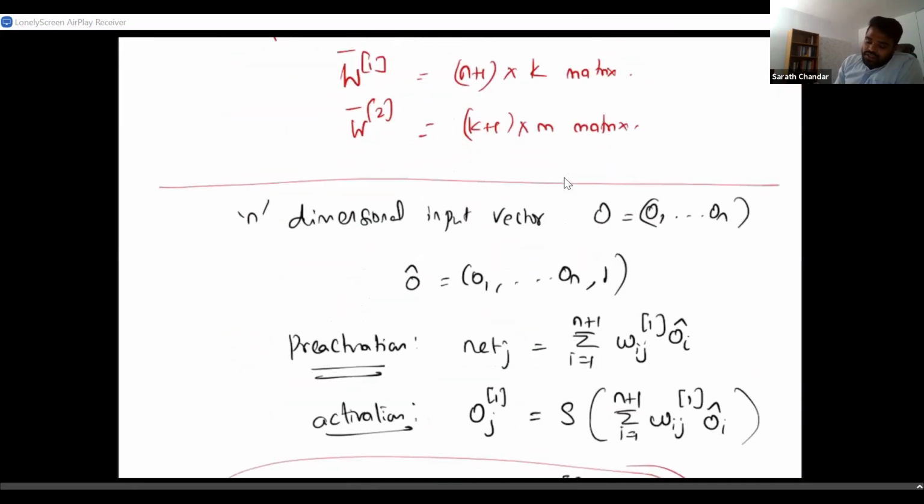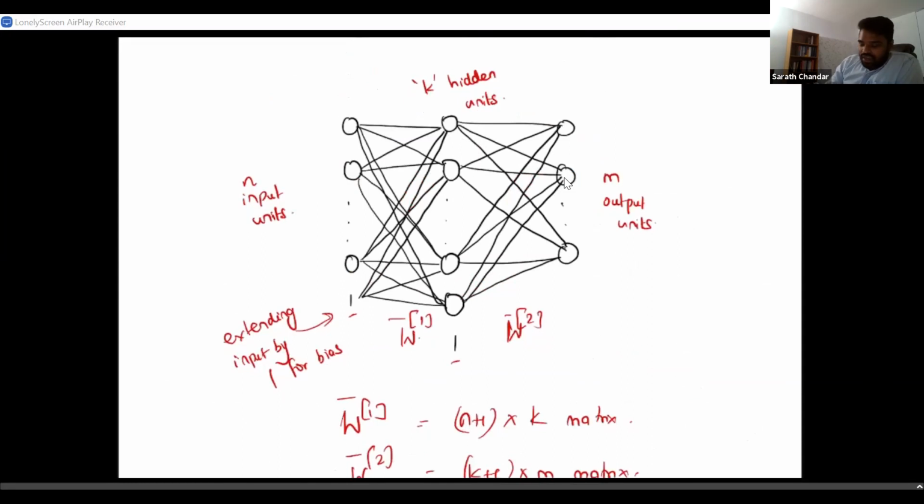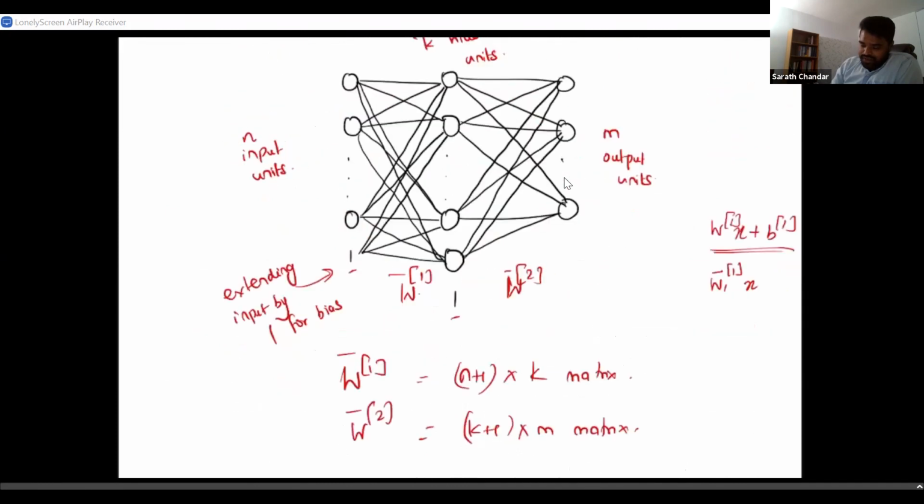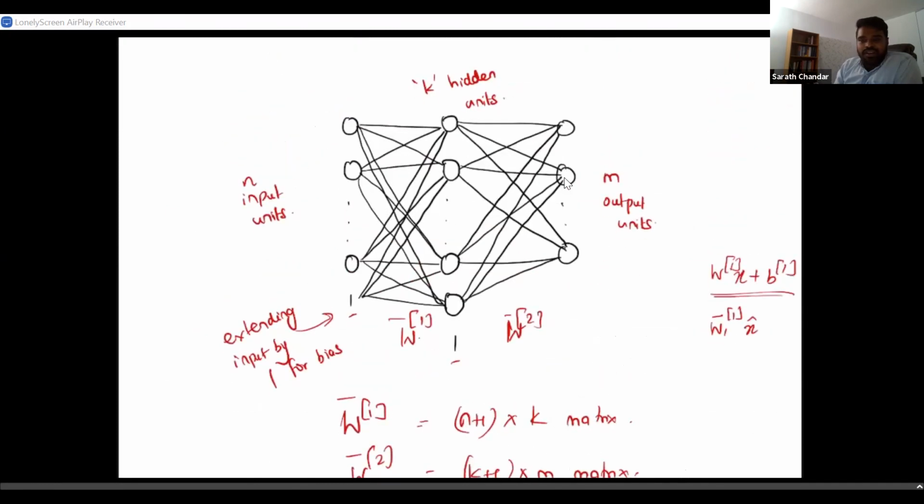Okay, so the 1 is there because, if you normally write your equation, it is going to be W1x plus bias. Now, instead of writing it like this, I could just write it as W1 extended times x, what is the notation I use, x hat. So basically I just add a 1 here so that the bias goes inside, and the whole thing becomes one matrix vector operation.